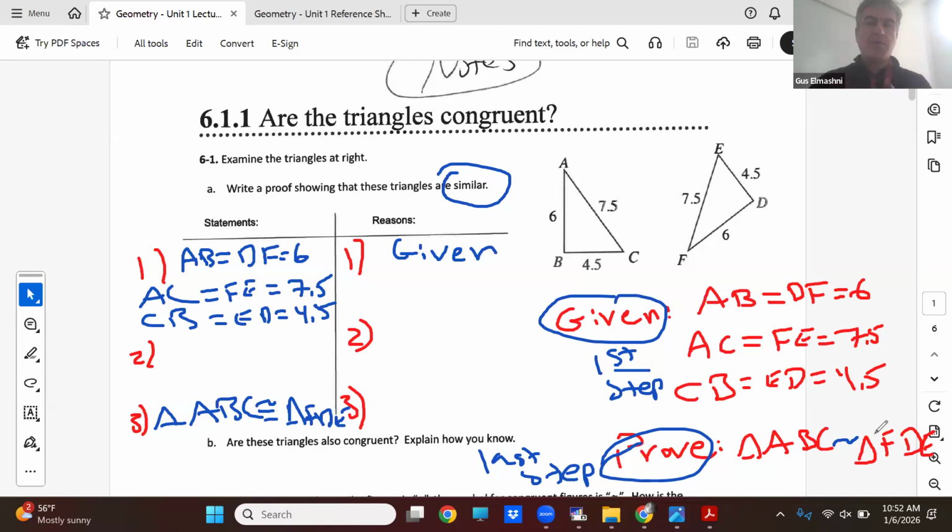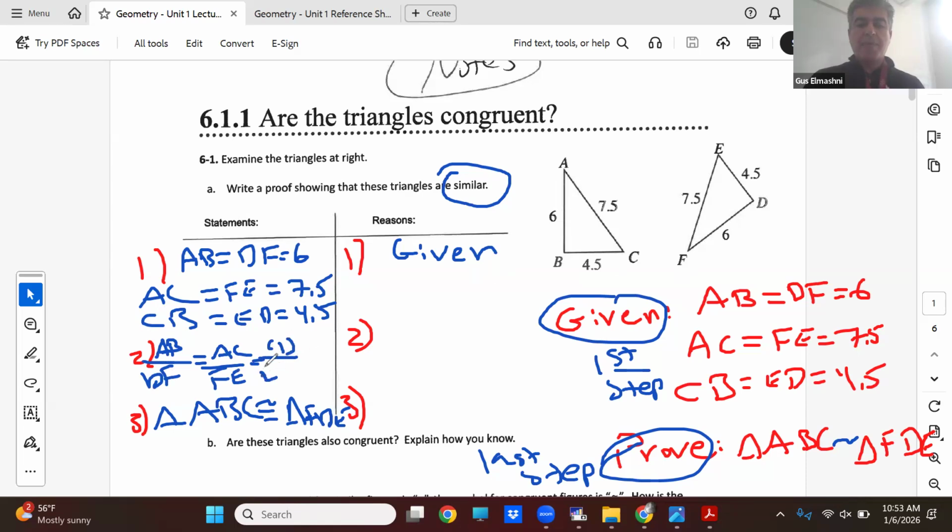So how would I prove the ratios are the same? What would I write as my second step? What's the ratio between AB and DF? What was that ratio equal to? Is that true for the other two ratios? What's AC to FE? Also one. What's CB over DE? Also one.